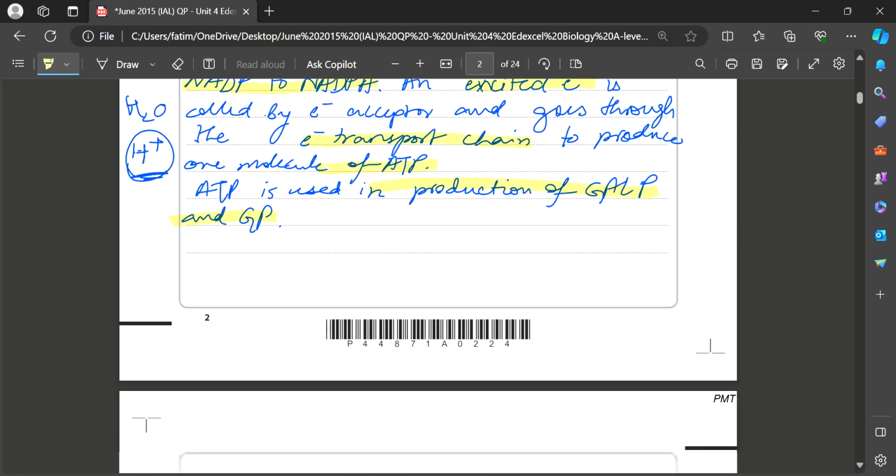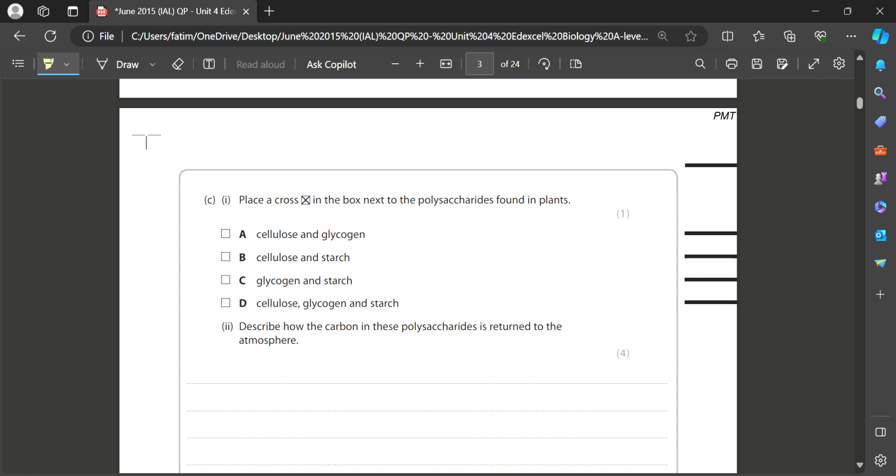So that's a total of 5 marks. Then we have multiple choice. We need to pick what is found in plants. Glycogen is not found in plants. Cellulose is, but that's going to be wrong, so we can cancel that out.